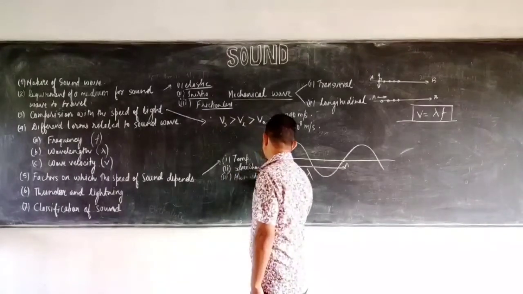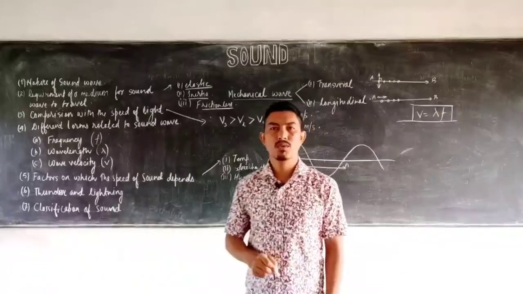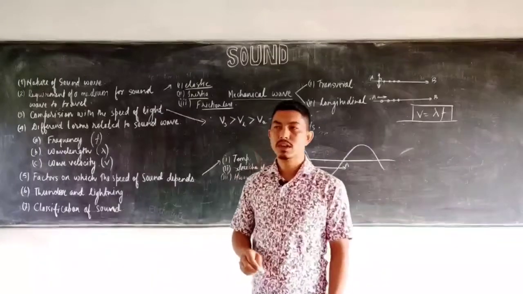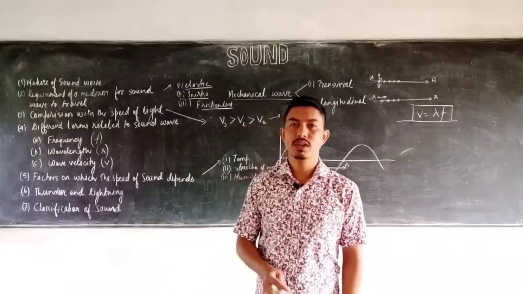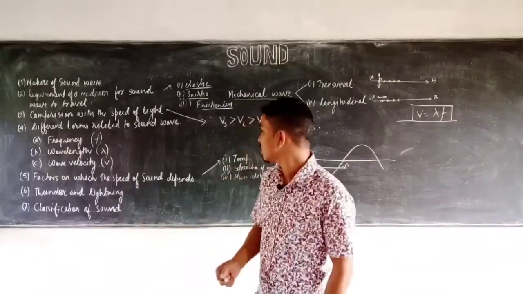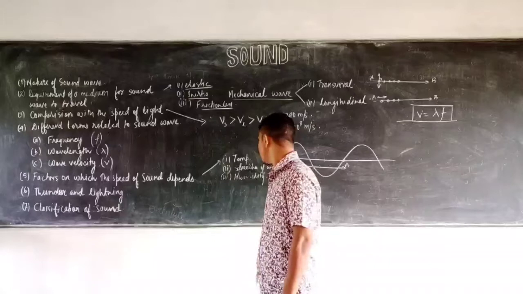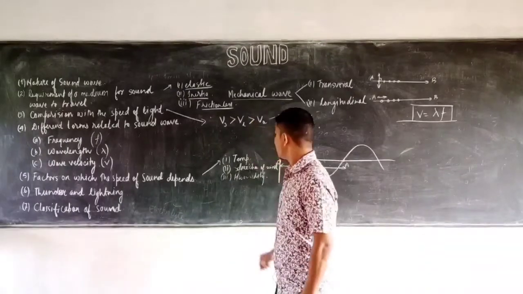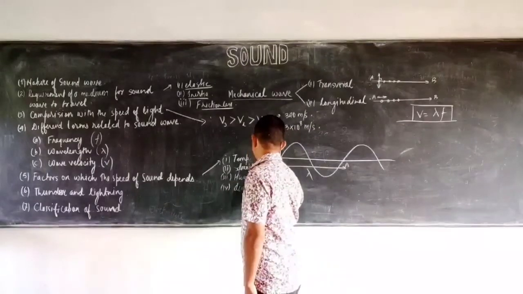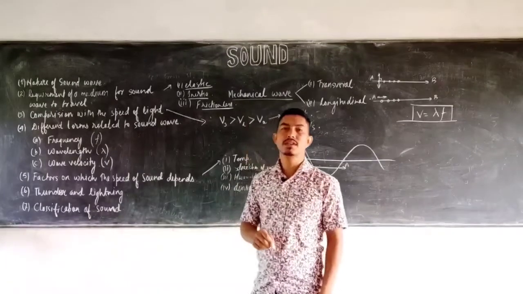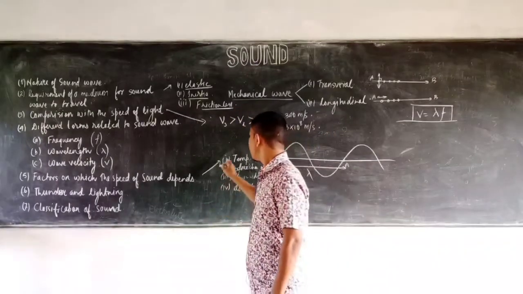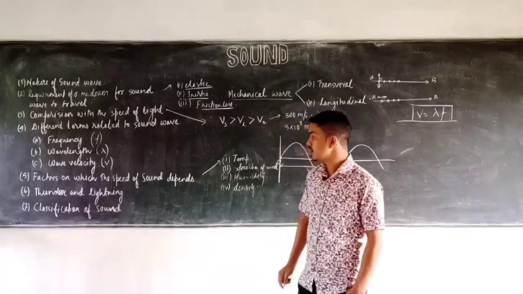What is humidity? The humidity is the quantity or the amount of water vapor present in the atmosphere. Now since we know that the speed of the sound is greater in liquid, the presence of water vapor in the atmosphere results in the increased speed of the sound. So the third factor is humidity. And finally the last factor is the density of a medium. The higher the density of the medium, the lower will be the velocity of the sound.